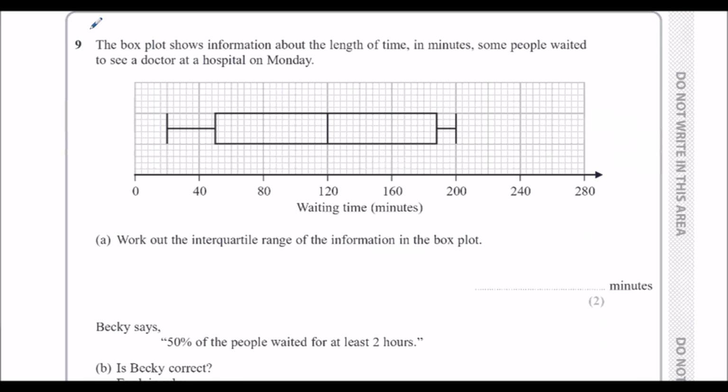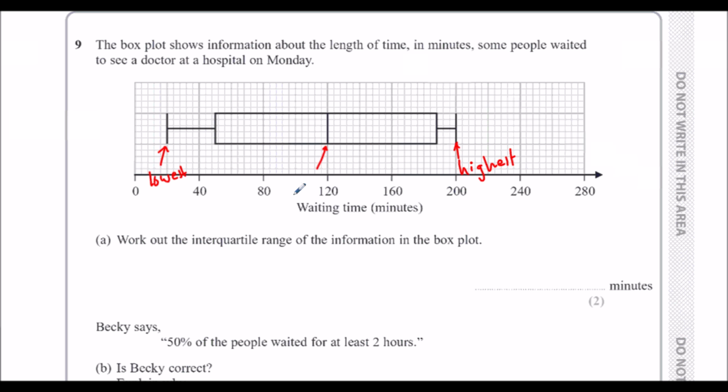Question 9. The box plot shows information about the length of time in minutes some people waited to see a doctor at a hospital on Monday. And part A is work out the interquartile range. So the interquartile range is the difference between the lower quartile and the upper quartile. So on a box plot, this is the lowest value. This is the highest value. So the lowest wait time was 20 minutes. The highest wait time was 200 minutes.